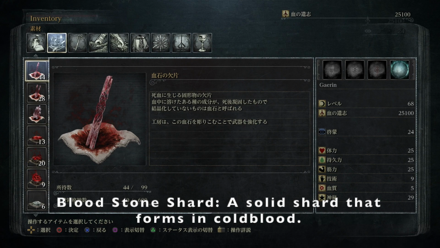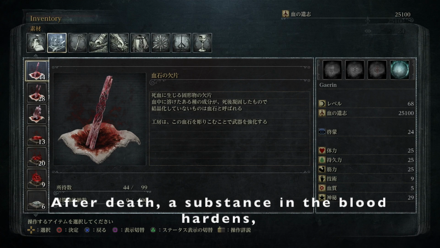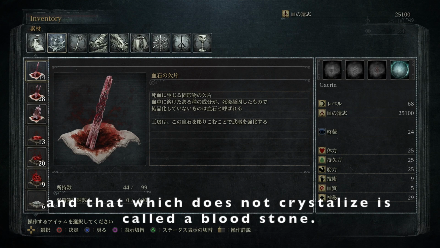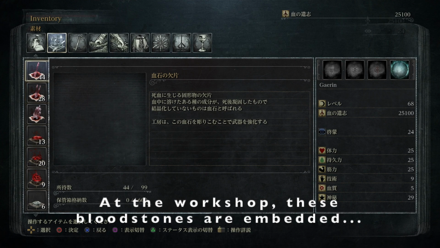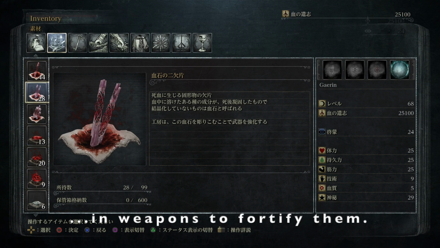Bloodstone Fragment. A fragment of a solid body that is born in death blood. A certain substance dissolved within blood that coagulates after death and does not crystallize is called a bloodstone. The workshop strengthens weapons by carving these bloodstones into them.